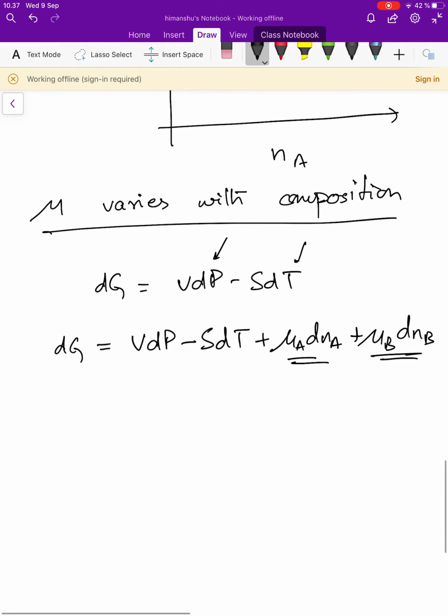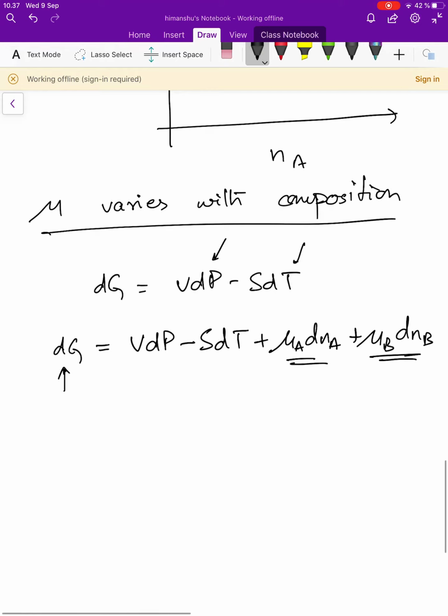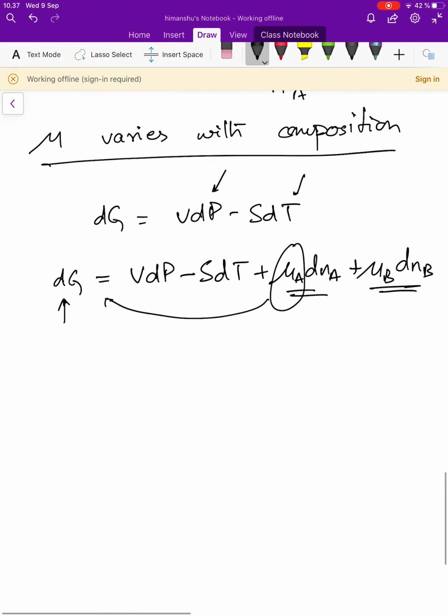Just like the name suggests, the chemical potential of a substance is the potential or the ability of that substance to change the overall Gibbs free energy. So if mu A is very high, its contribution to the Gibbs free energy will also be very high. And therefore, this also tells you how different components in a mixture can control equilibrium.